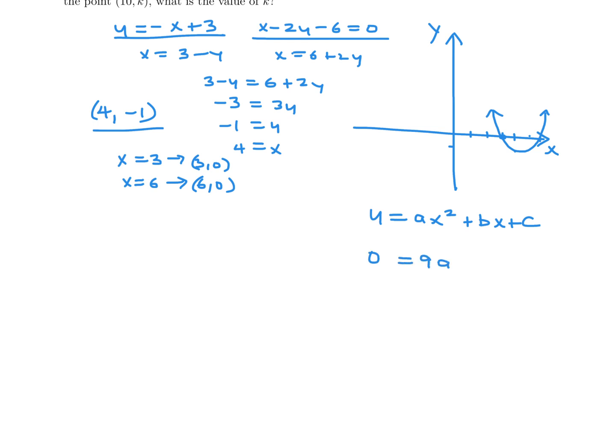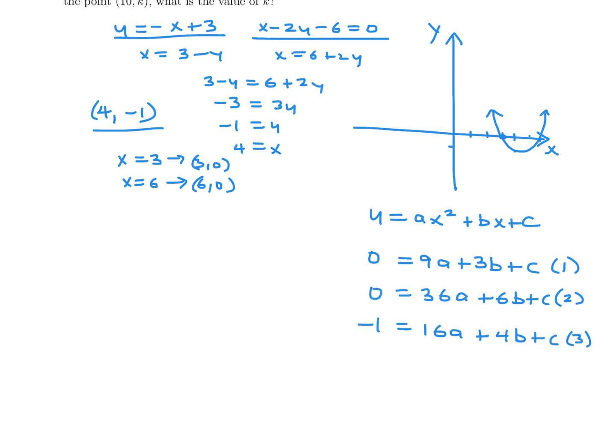I'll get 9a plus 3b plus c, and call that equation 1. I'll get 36a plus 6b plus c, that's equation 2. And equation 3 will be 16a plus 4b plus c. And you have to solve this system of equations, and I'll let you guys do that because I'm sure you can do it, right? I mean, pretty straightforward stuff. So when you do, you get a equal to a half, b is equal to negative 9 over 2, and c equal to 9. So that means the equation of the parabola is y is equal to 1/2 x squared minus 9 over 2 x plus 9.